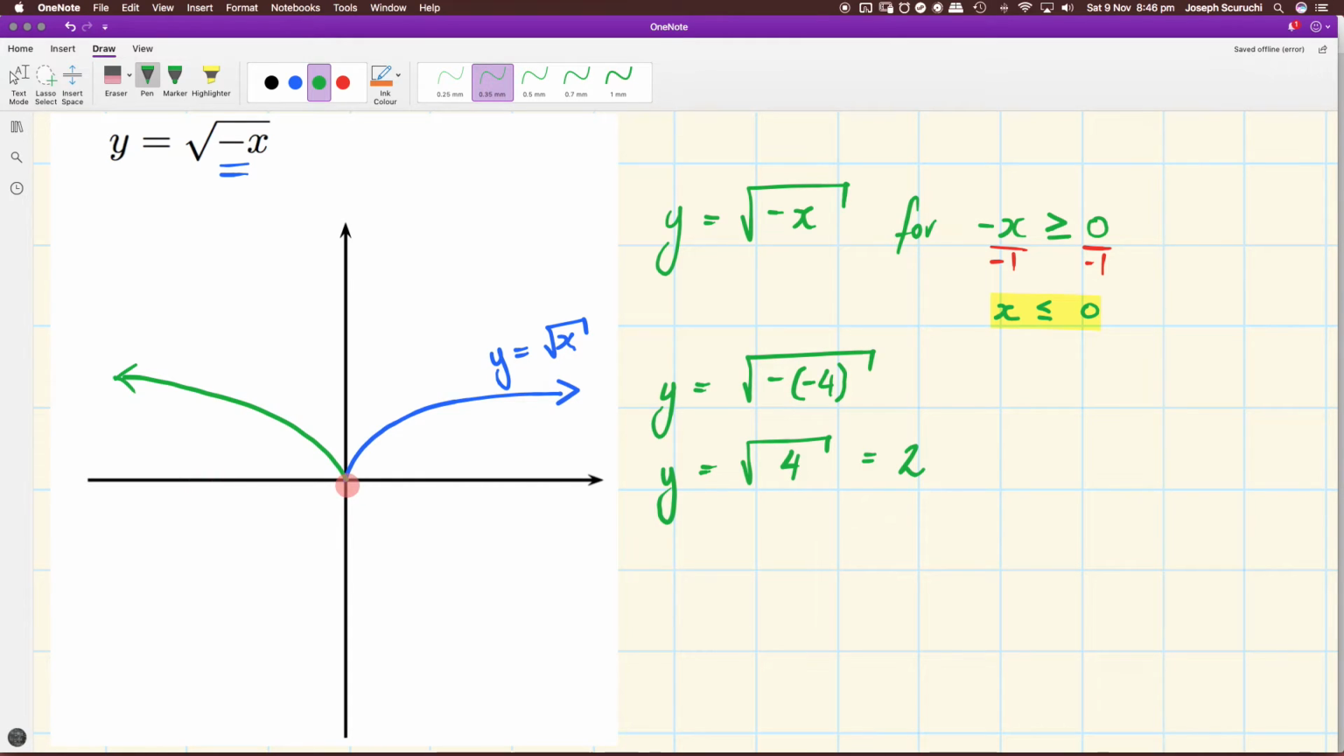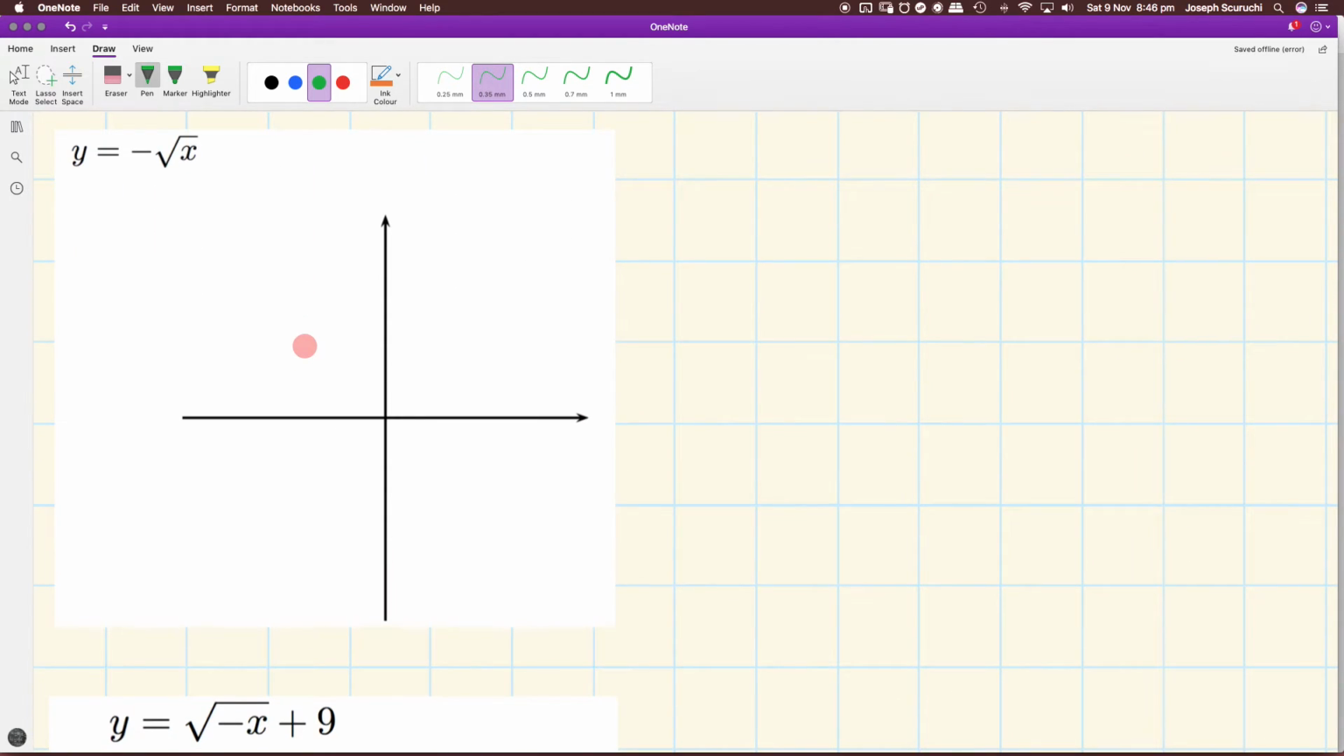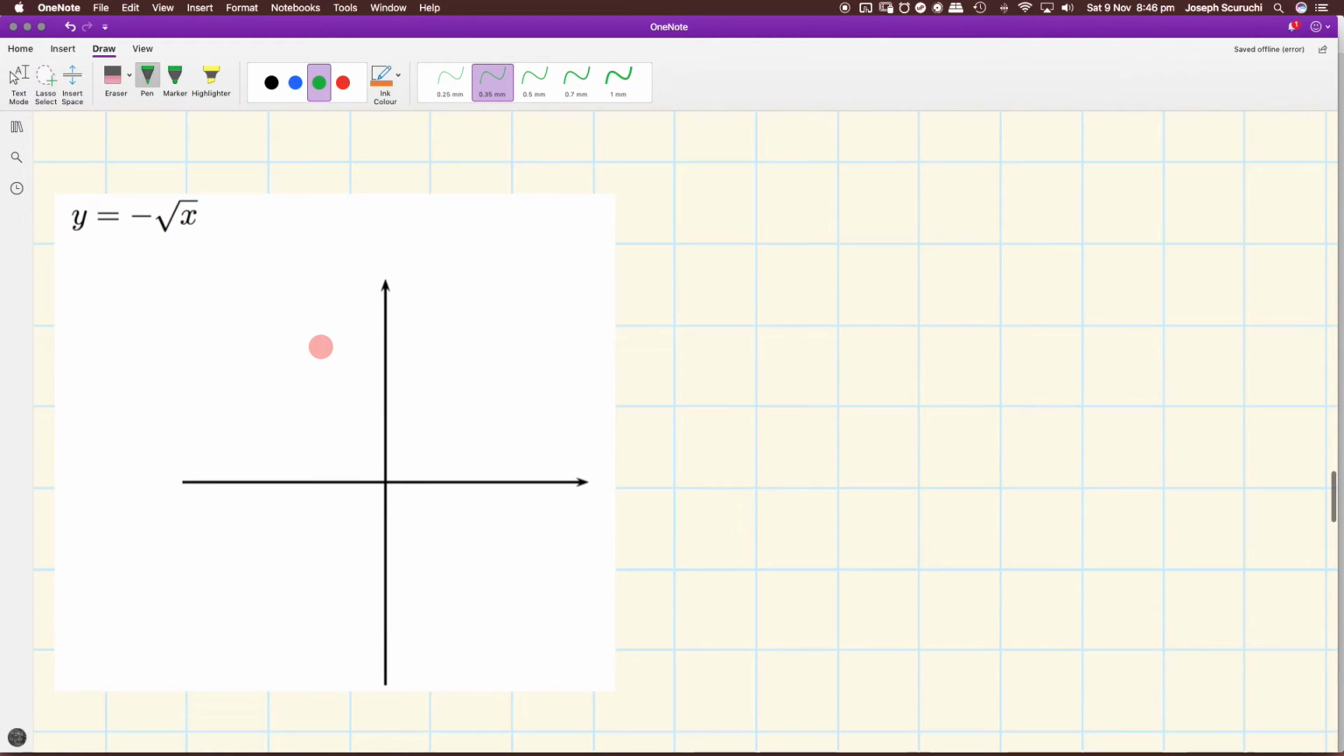So it's still going to start at the origin. It's just reflected in the y-axis. So that happens when my negative is inside the square root. Let's now keep going and see what happens when my negative is outside the square root.